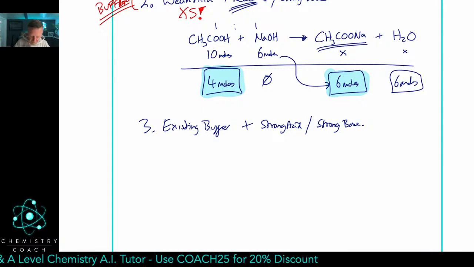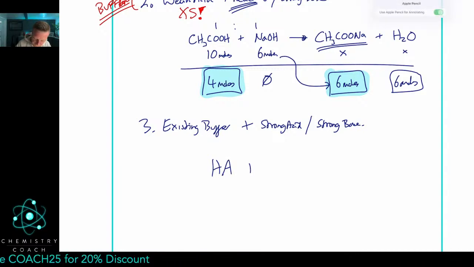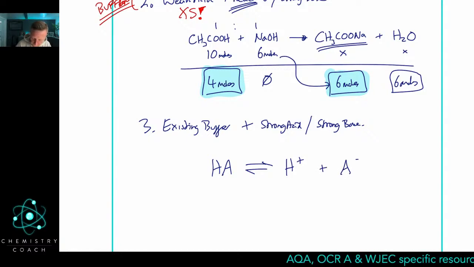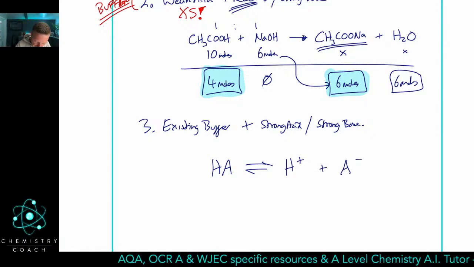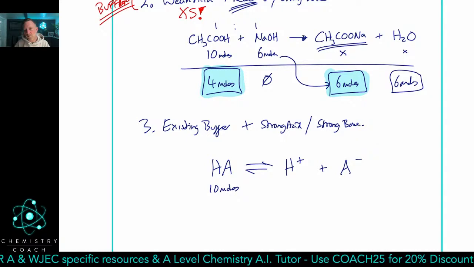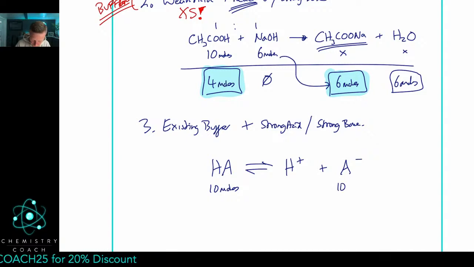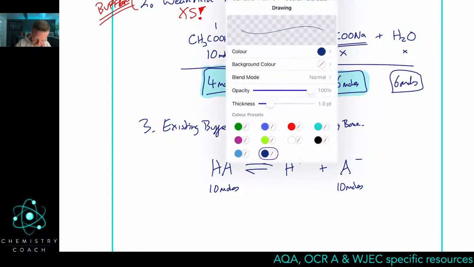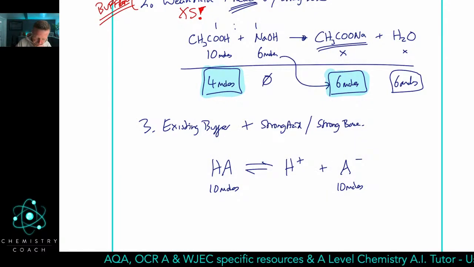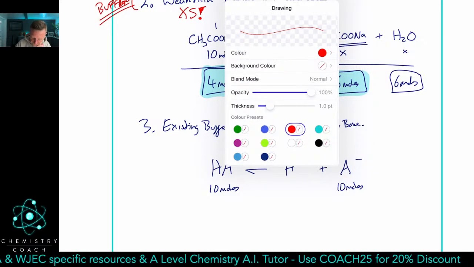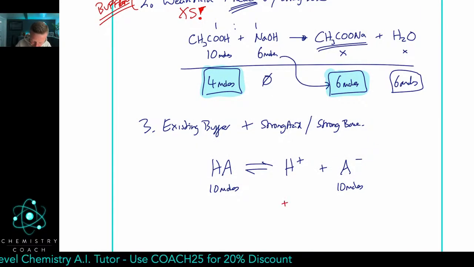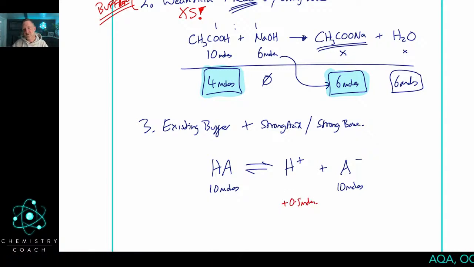Well, this is where what we just talked about, HA, being dissociated in an equilibrium to this, comes in. Now let's say we start with, and again I'm using easy numbers, 10 moles of our acid, and we've got 10 moles of our A minus. Now let's say we add an acid in red, so if I add 0.5 moles of an acid to this.